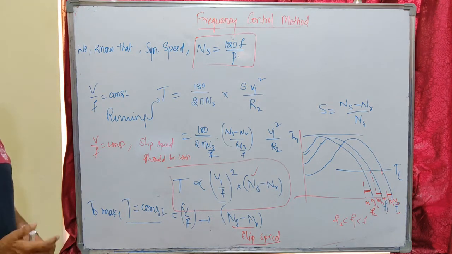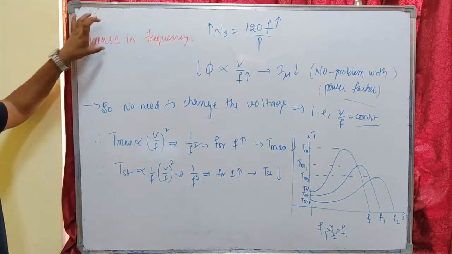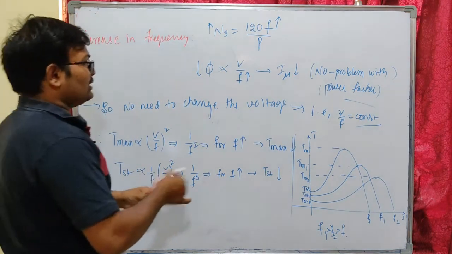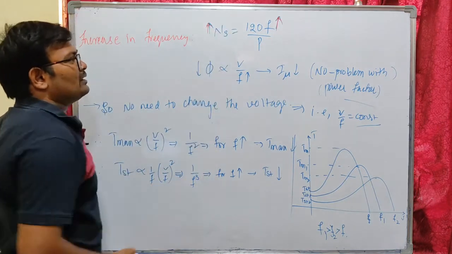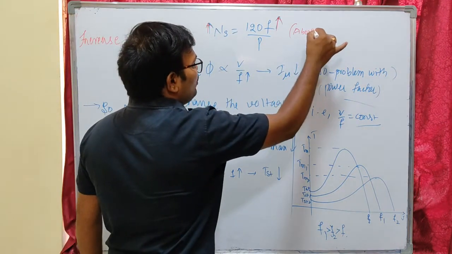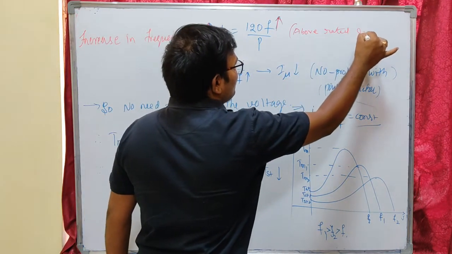Now let us see what happens if we increase the frequency. So we are going to increase the frequency here. That increases the speed of the machine. This is nothing but above rated operation, above rated speed control.